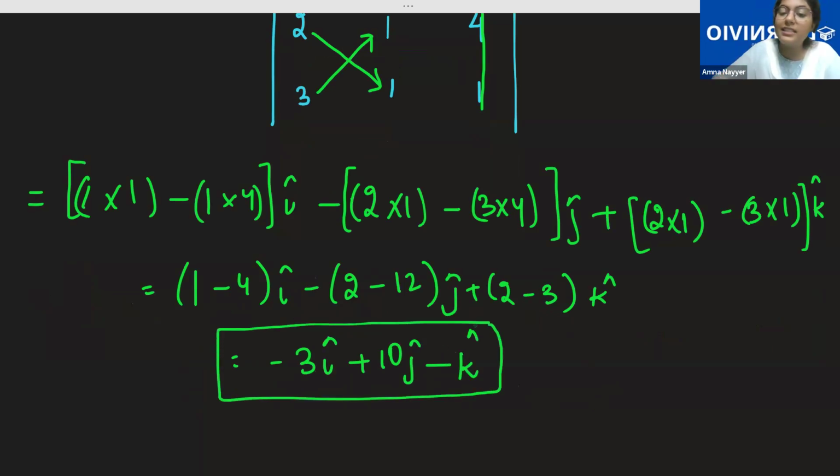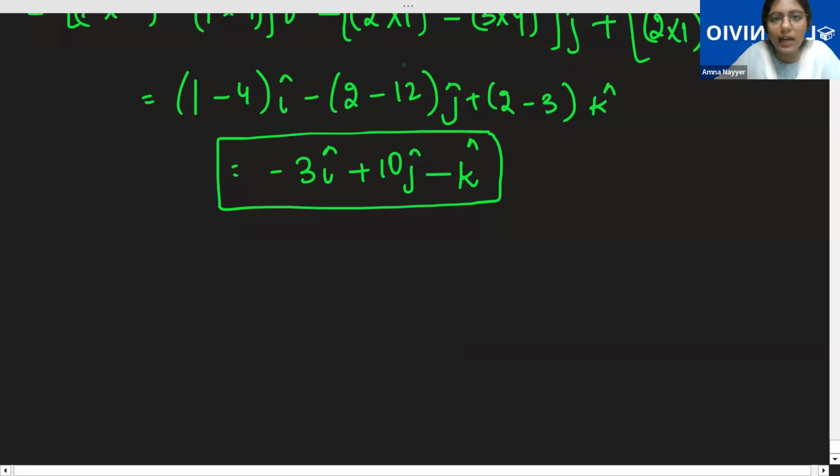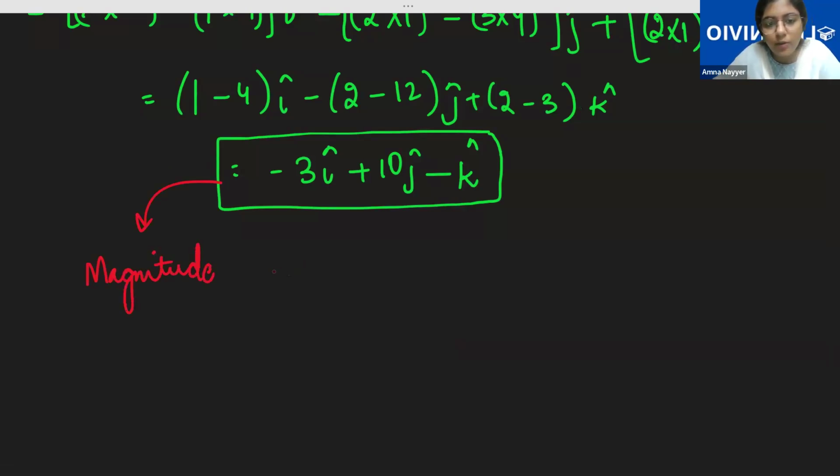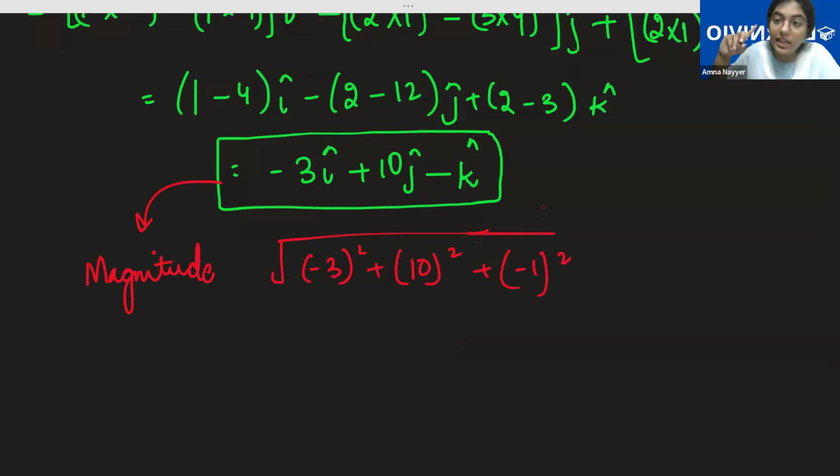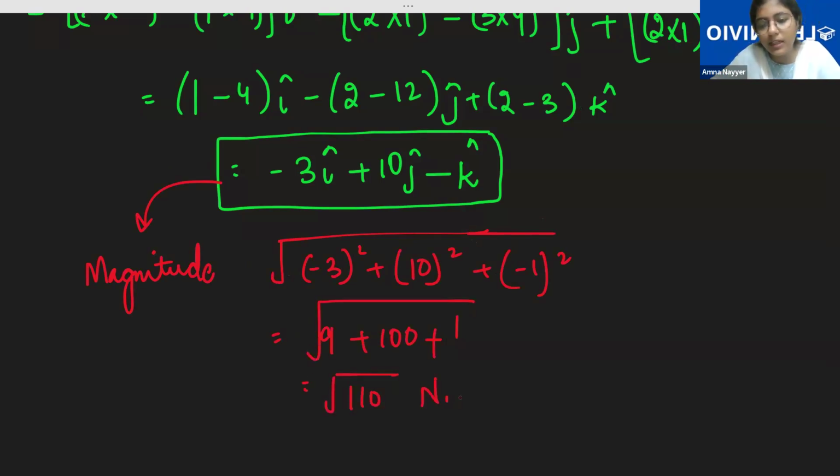Now, if you further want to calculate its magnitude, we've earlier only studied. For its magnitude, you write under root of minus 3 whole square plus 10 square plus minus 1 square. This I've already told you earlier also, that whenever you have the magnitude in Cartesian form, when we did the unit vectors, that time I told you. So this can then be written as 9 plus 100 plus 1, which is equal to under root 110 Newton meter. This is the torque, which we were calculating actually.